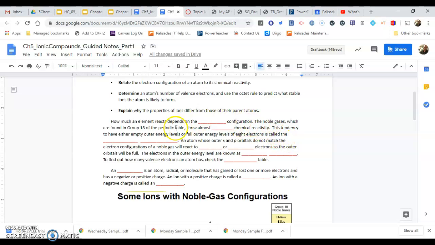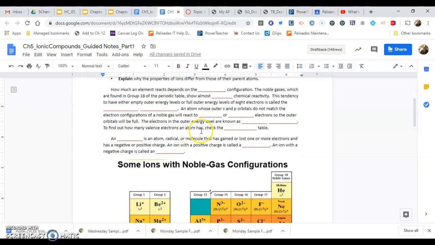How much an element reacts depends on the electron configuration, right? The noble gases are found in group 18 of the periodic table and show almost no chemical reactivity. This tendency to have empty outer energy levels or full energy levels of 8 electrons is called the octet rule. An atom whose outer s and p orbitals do not match the electron configurations of a noble gas will react to gain or lose electrons so that the outer orbitals will be full. The electrons in the outer energy level are known as valence electrons.